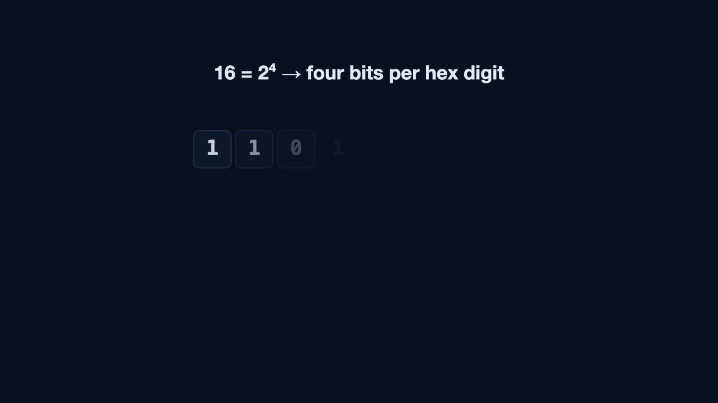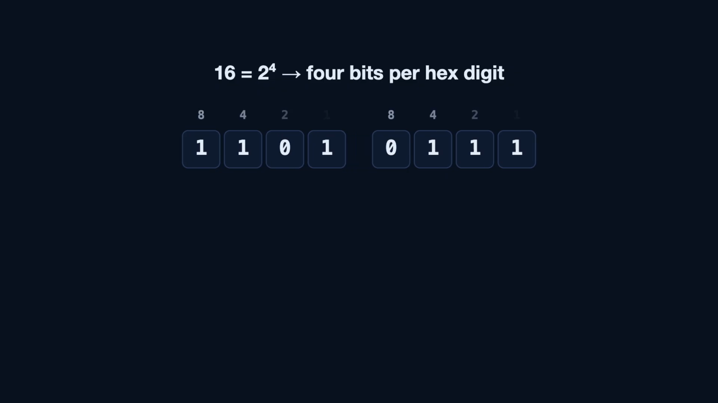Why 16? Because 16 is 2 to the 4th. Every group of 4 bits maps to exactly one hex digit. So split any binary number into groups of 4, replace each group, and you're done.